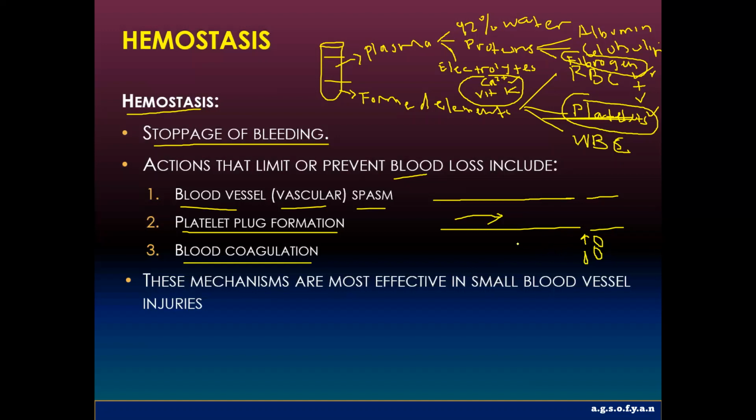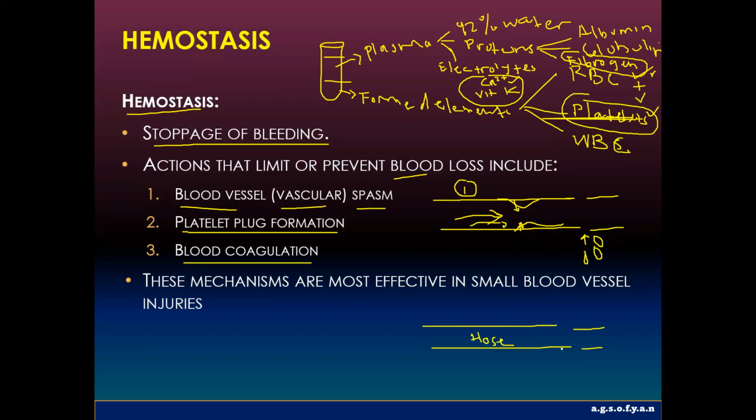So we have the risk of losing the blood. Okay, so the first stage will be constriction in this area. So the blood vessel will constrict over here, so it will slow down the flow of the blood. Okay, so this is the first natural stage of stoppage of bleeding, which is vascular spasms.